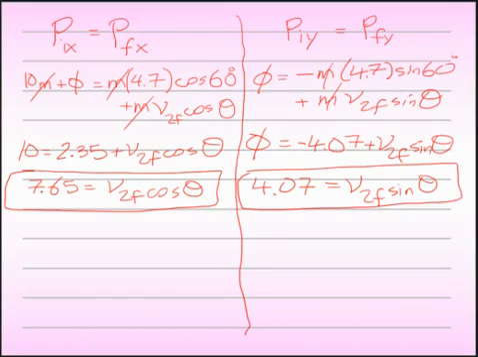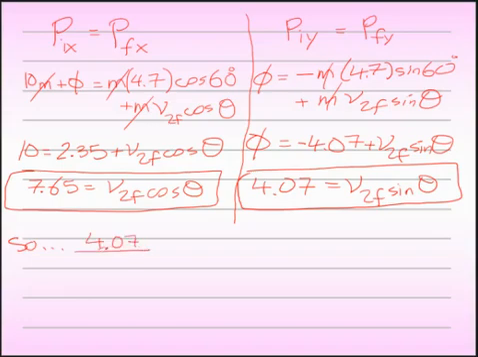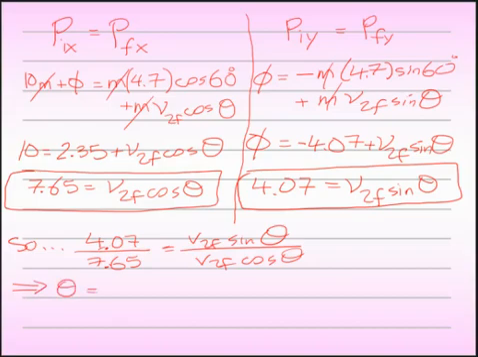What do you do now? You divide the sine one by the cosine one. So I'm actually going to remove this line. Let's make it shorter. All right. So divide this by that. So 4.07 divided by 7.65 must equal v2f sine theta over v2f cosine theta. That leads to theta equals tan inverse of this fraction, 4.07 divided by 7.65.